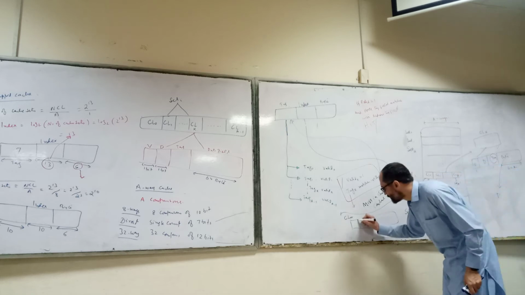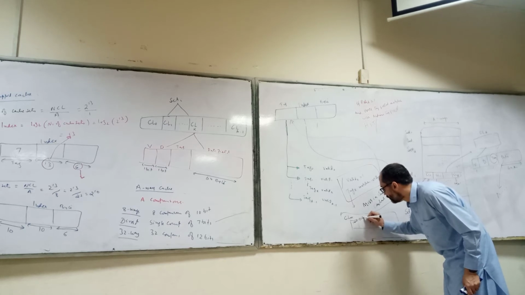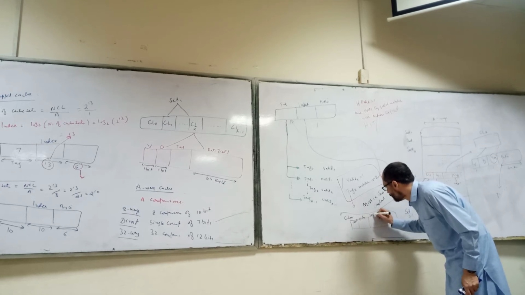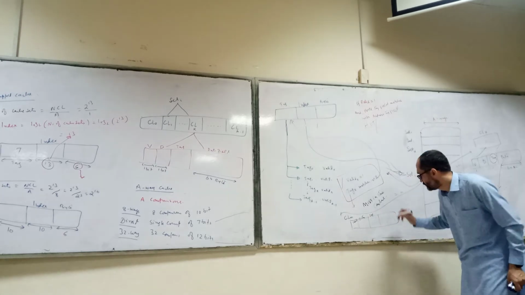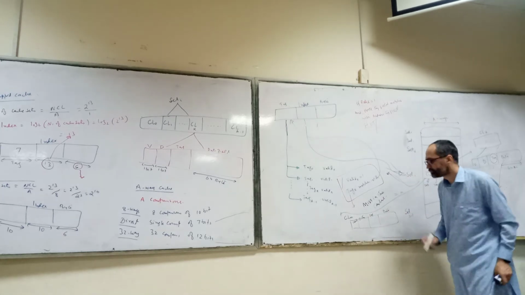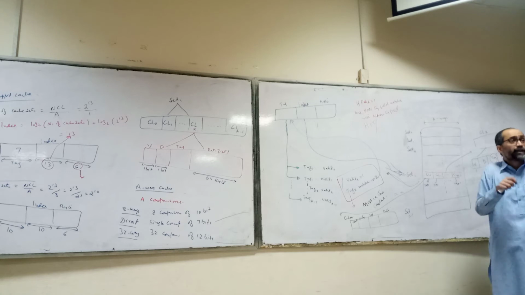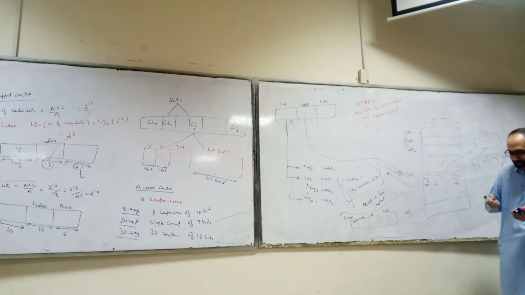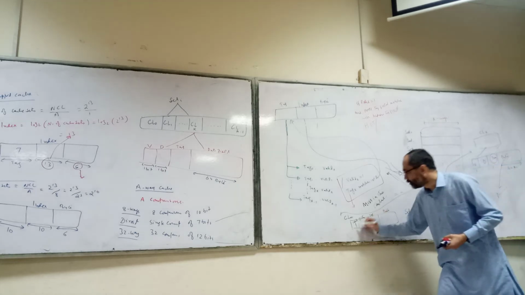Cache line M. What will be its valid field? Valid, dirty, tag, and data. So when we bring the new cache line, we set its valid bit to one.